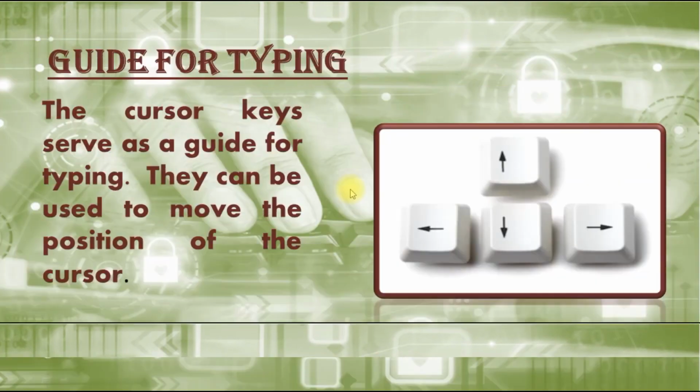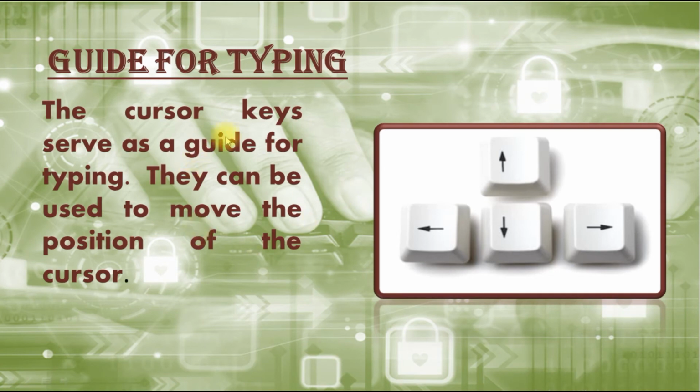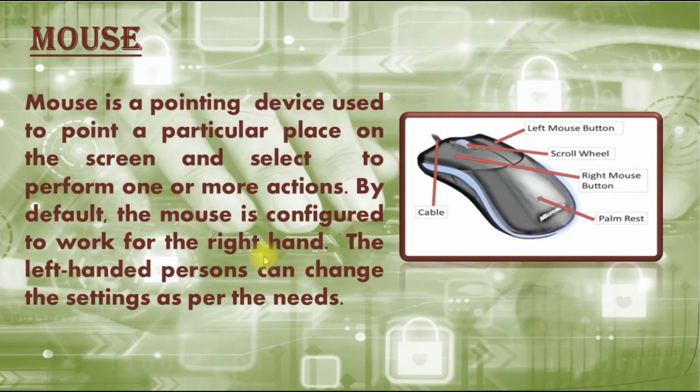Then the next one is guide for typing. The cursor key serves as a guide for typing. You all know कि there are 4 cursor keys, upper, downward side, right and left. They can be used to move the position of the cursor.